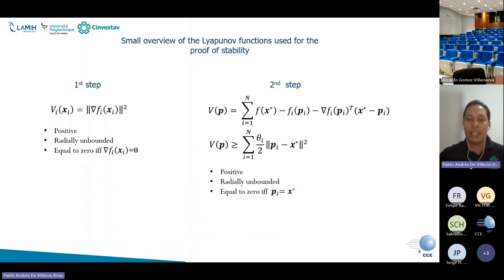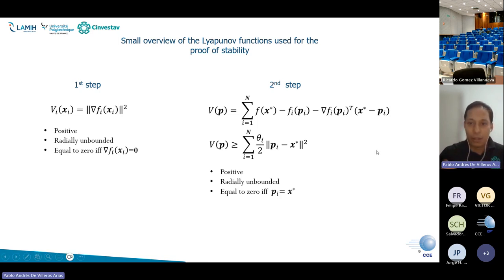The proof of stability is quite long, so I invite you all to read our paper later. But I want to talk very briefly about the Lyapunov functions we used for this algorithm. For the first step, we used a pretty common Lyapunov function, which is the square norm of the gradient, which is positive, radially unbounded, and equal to 0 if and only if the gradient is 0, meaning that the agents achieve their local minimum, right? But look at the right-hand side equation. This is quite uncommon, at least for most of us.